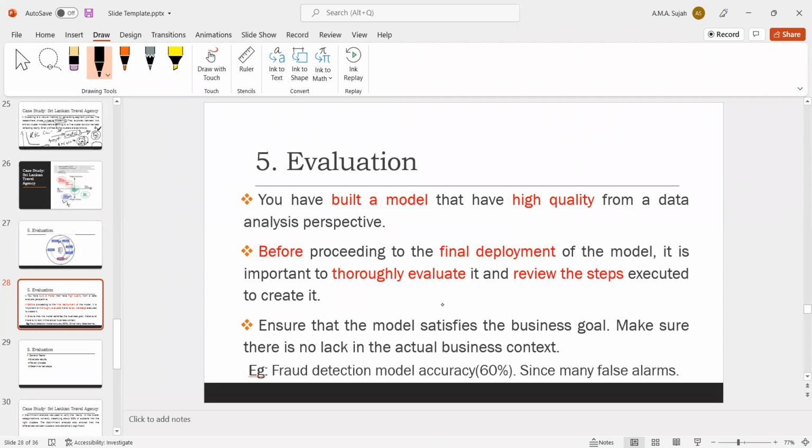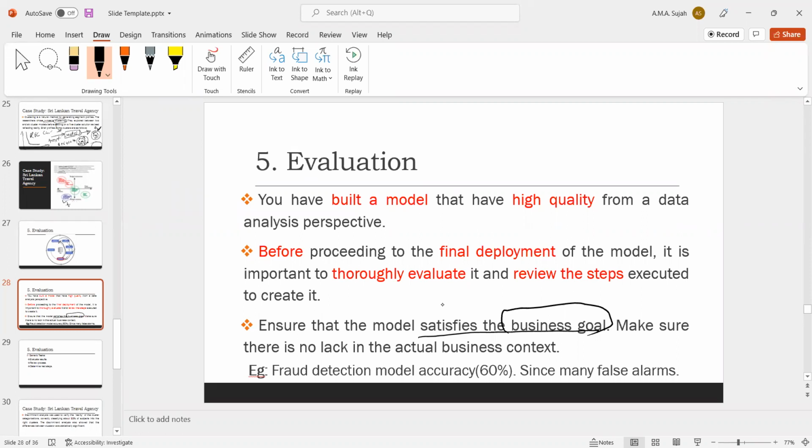Also, the important thing is we need to think about whether we have satisfied the business goal. What is the ultimate business goal? In our case study, we need to cluster the tourists based on their interest. So we need to think whether we have achieved the ultimate goal, whether we have efficiently clustered the tourists. That is the ultimate goal. Also, we need to check the accuracy of the model. It's also considered part of the evaluation.